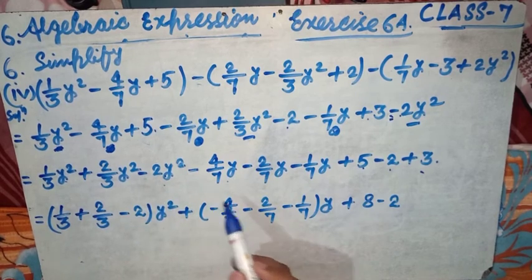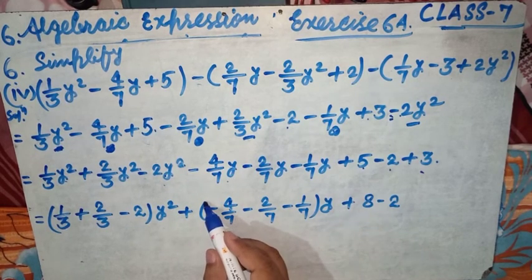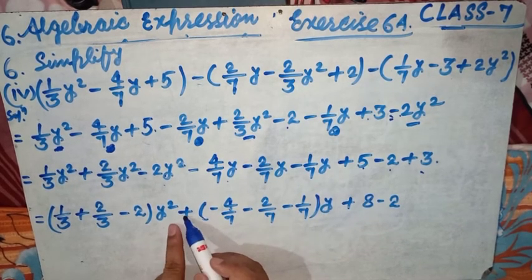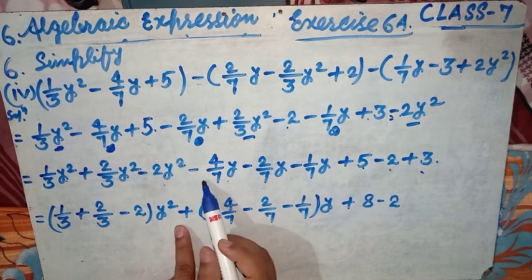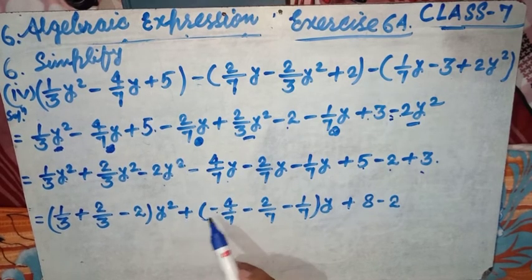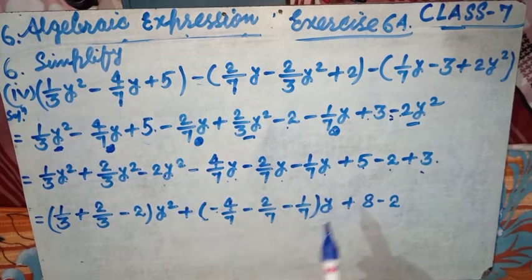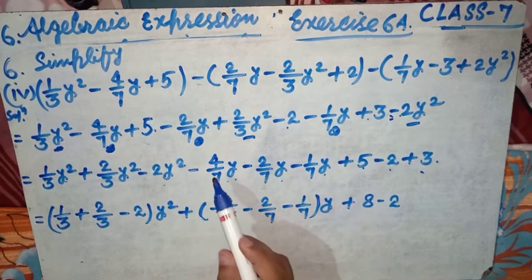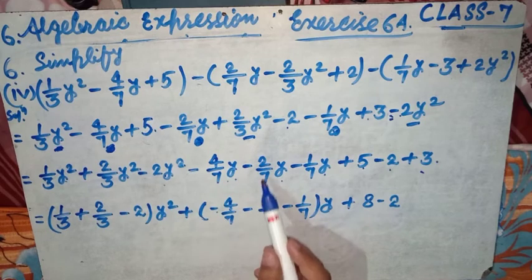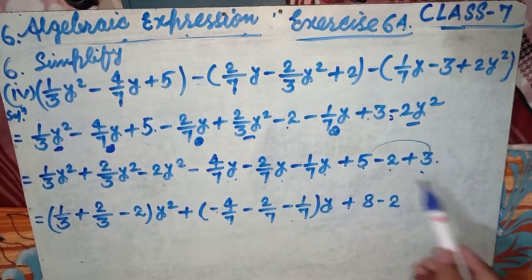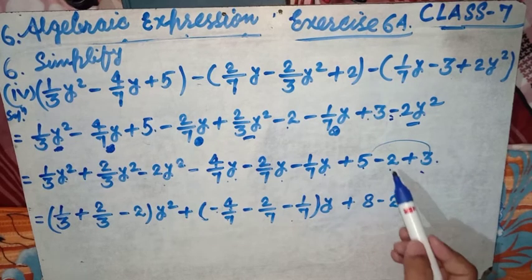Now write the bracket. Inside it, write all the terms. Here is the plus, because plus multiplied by minus becomes as it is, there is no effect. Now the y is common, so bring it outside: minus 4 by 7 as it is, minus 2 by 7 as it is, minus 1 by 7. Now here, 5 plus 3 is 8, minus 2, so here is the 8 and this is minus 2.